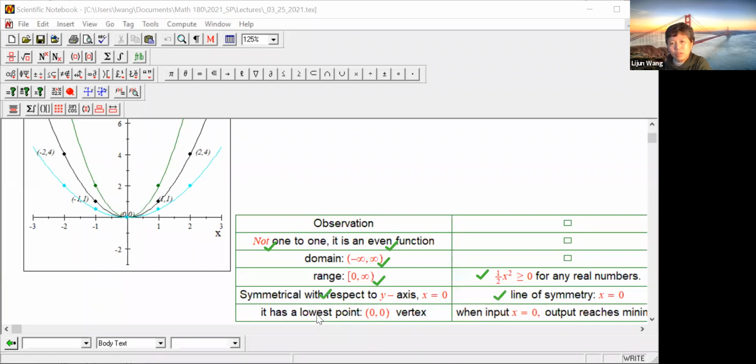How about does it have the lowest point? Yes, we have the vertex. The meaning is still the same. We have the lowest point. Wow, we have discovered there's a lot of commonalities among these three functions, right?